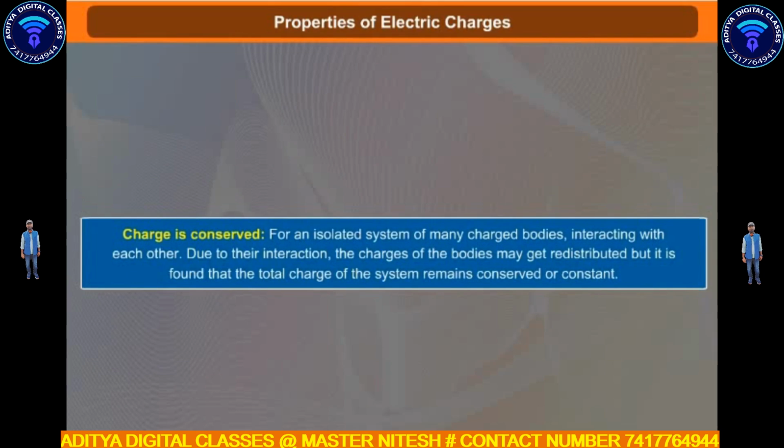Charge is conserved. For an isolated system of many charged bodies interacting with each other, due to their interaction, the charges of the bodies may get redistributed, but it is found that the total charge of the system remains conserved or constant.